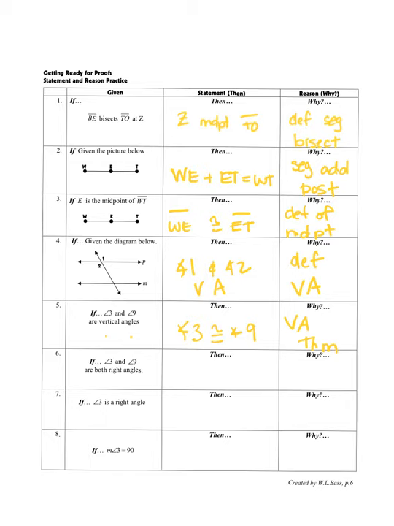If we are told that angle 3 and angle 9 are both right angles, then angle 3 must be congruent to angle 9. And our reasoning or why behind that is all right angles are congruent.